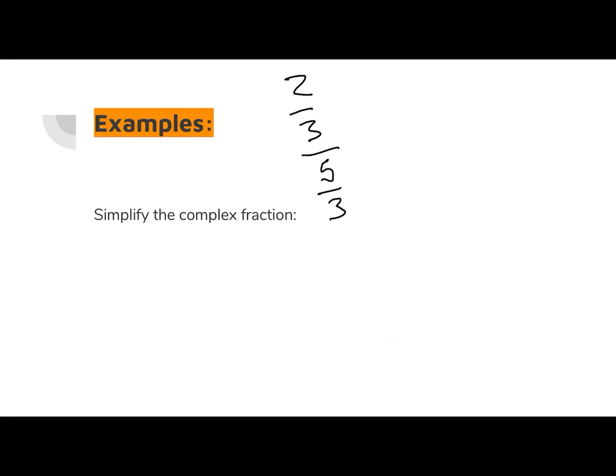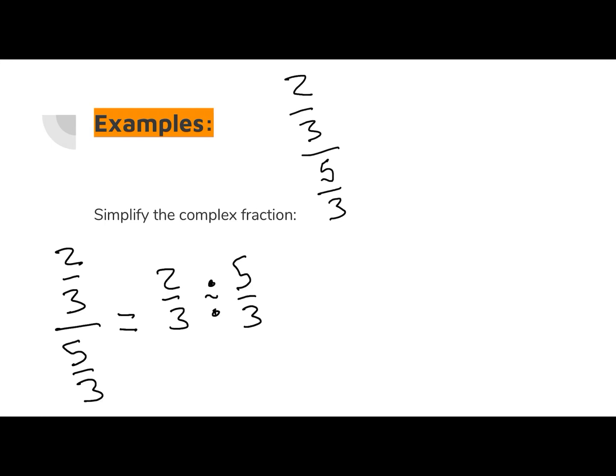All right, so we want to simplify the complex fraction, 2/3 over 5/3. Whenever we're working with complex fractions, we could also rewrite this as 2/3 divided by 5/3. And we're going to use our KFC method here. So we're going to keep that 2/3. We're going to flip the 5/3 to 3/5. And we're going to change that division to multiplication.